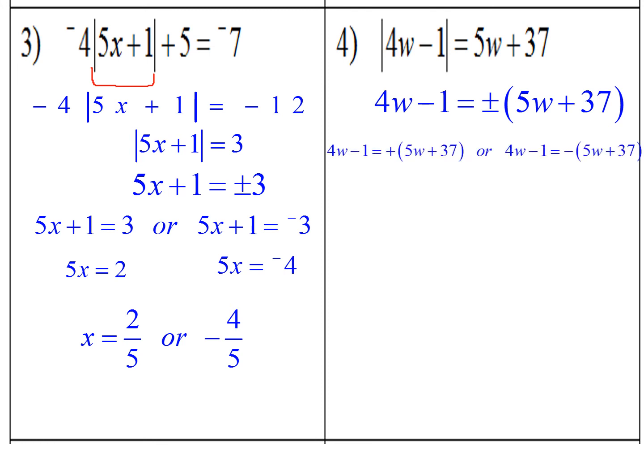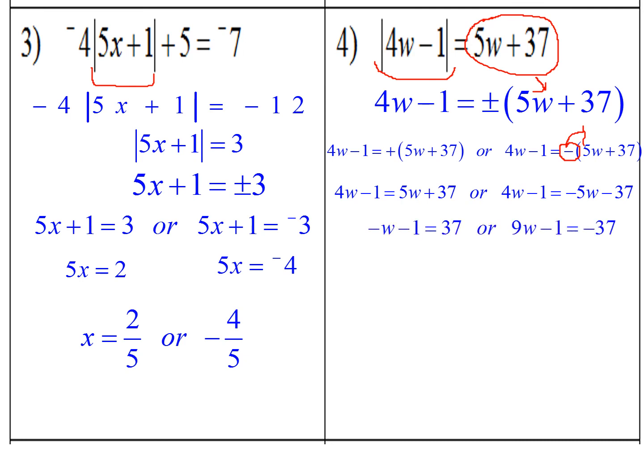Wow, look at this one. Be careful. We have isolated the absolute value, and we have to set it equal to the opposite side, the other side, excuse me. So we're going to set it equal to plus or minus 5w plus 37. So if it's 5w plus 37, nothing changes. And over here, we have to distribute this negative. Let's see what happens.